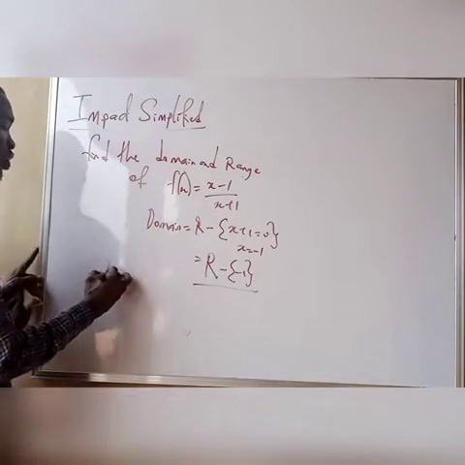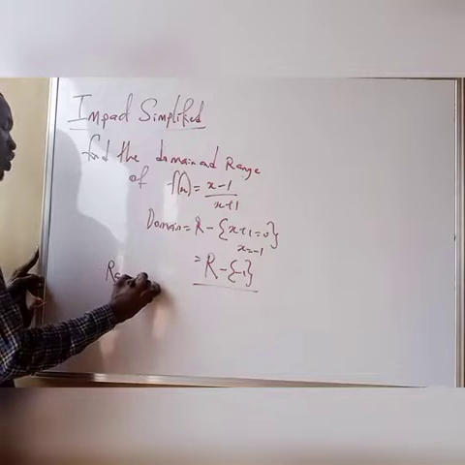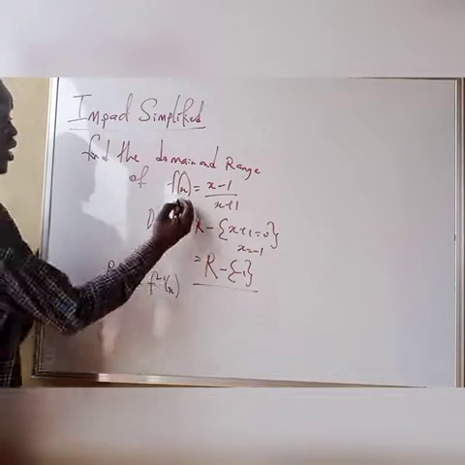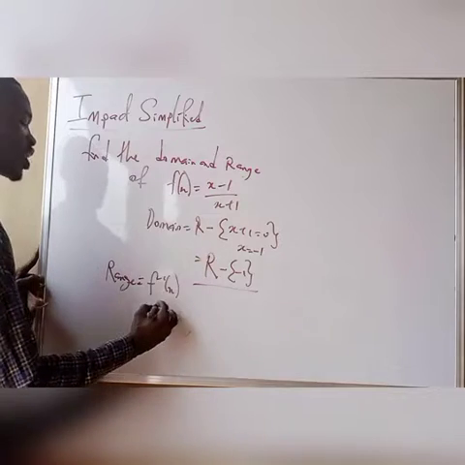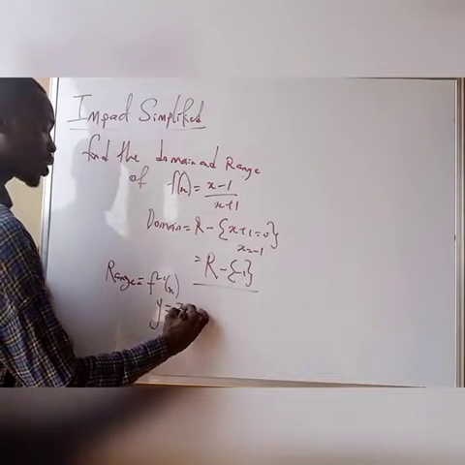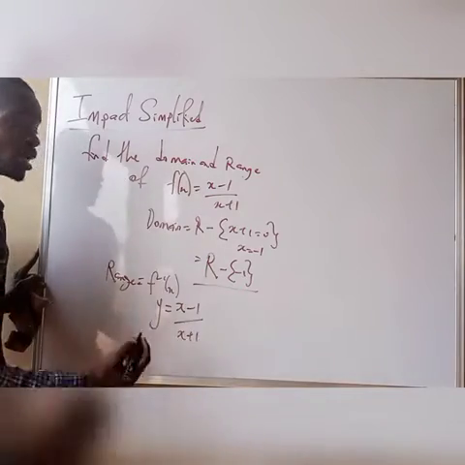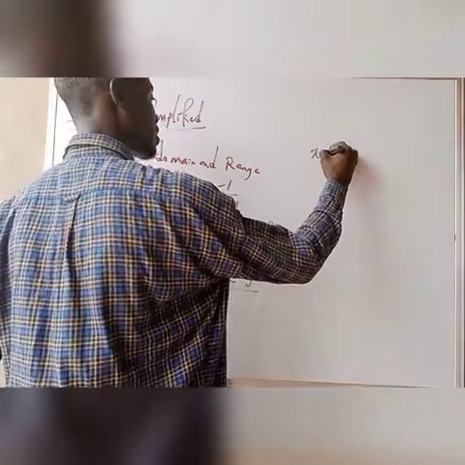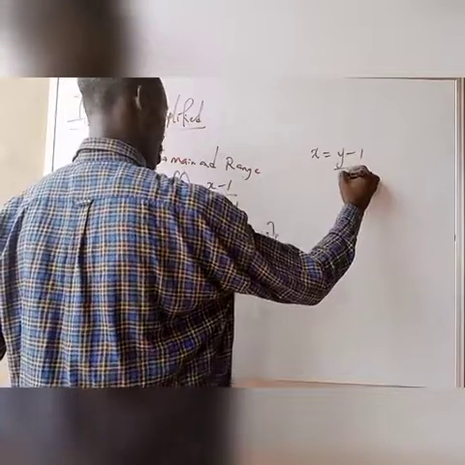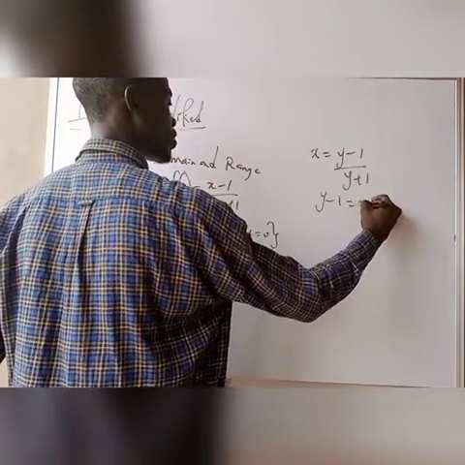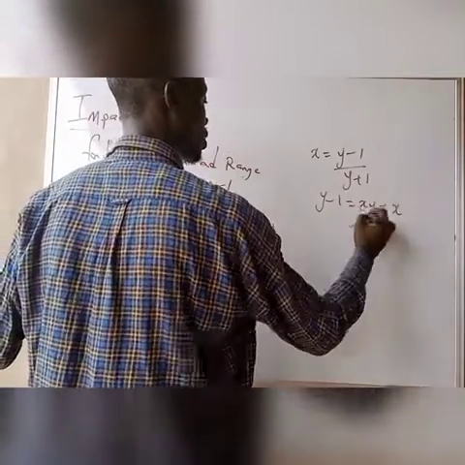And how can you get your range? Don't forget, you cannot get your range from the question. You have to get the inverse of the function. So getting the inverse of the function, change your f of x to y. That will give us y is equal to x minus 1 over x plus 1. And you interchange, that will give us x is equal to y minus 1 over y plus 1. And make your y the subject of the formula, xy plus x.